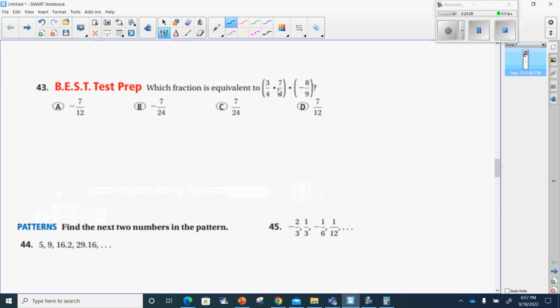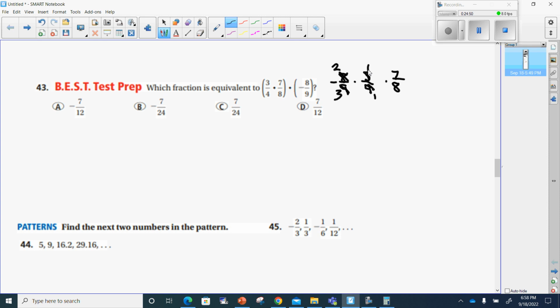Which fraction is equivalent to this over here? Well, I got to solve this over here first. And again, I can rearrange this because it's all multiplication. I could take the negative 8 over 9, multiply it to the 3/4, then multiply it to 7 over 8. I know that 8 and 4 are both divisible by 4. 4 divided by 4 is 1. 8 divided by 4 is 2. I know 9 and 3 are both divisible by 3. 3 divided by 3 is 1. 9 divided by 3 is 3. Now I've got much smaller numbers.